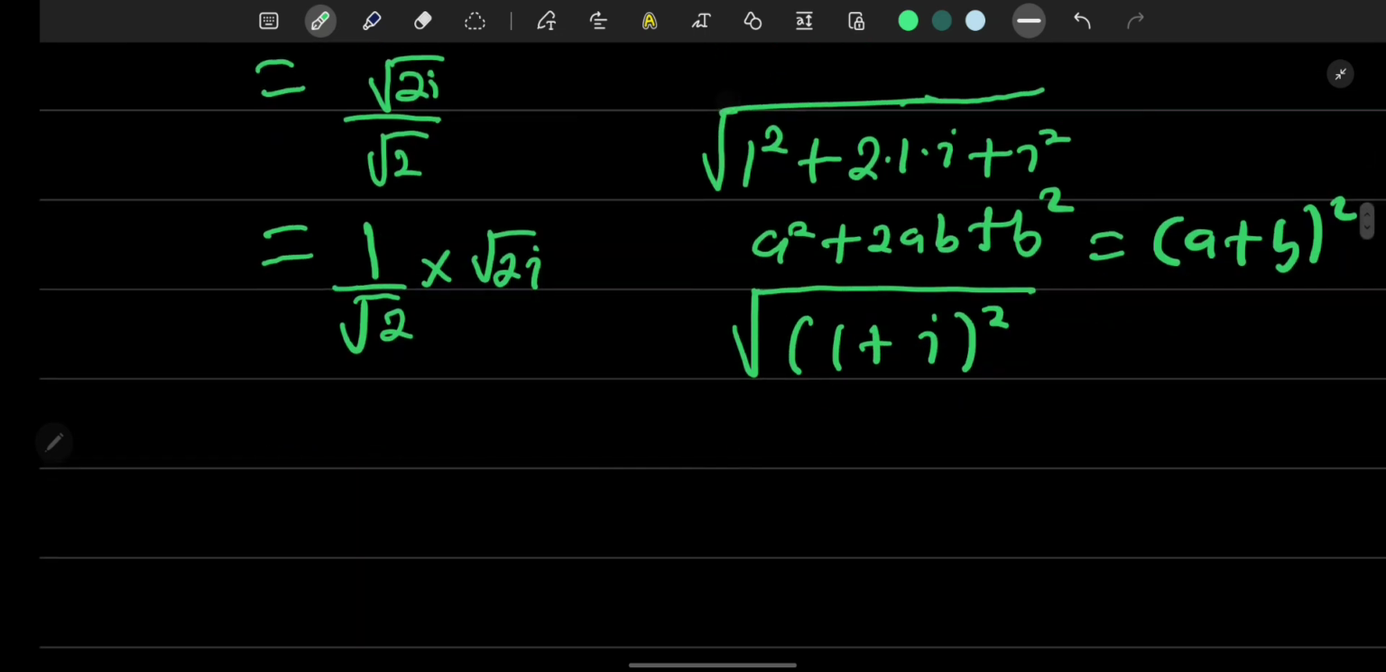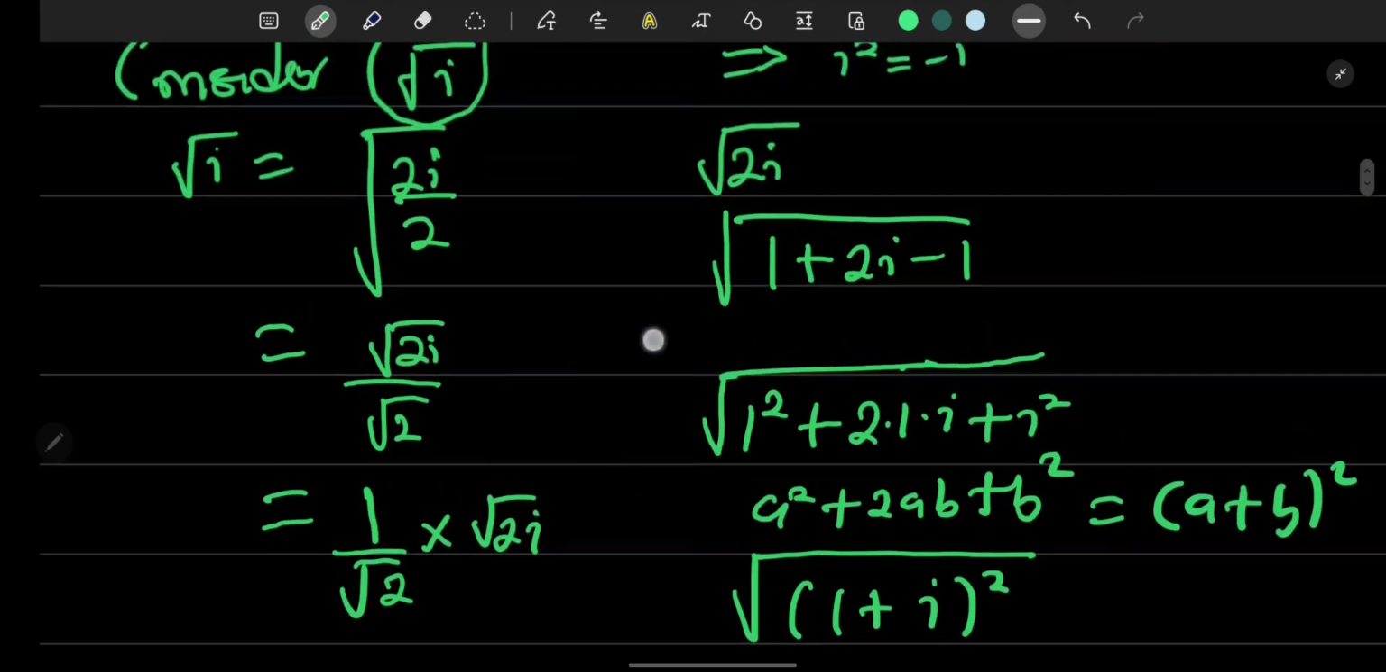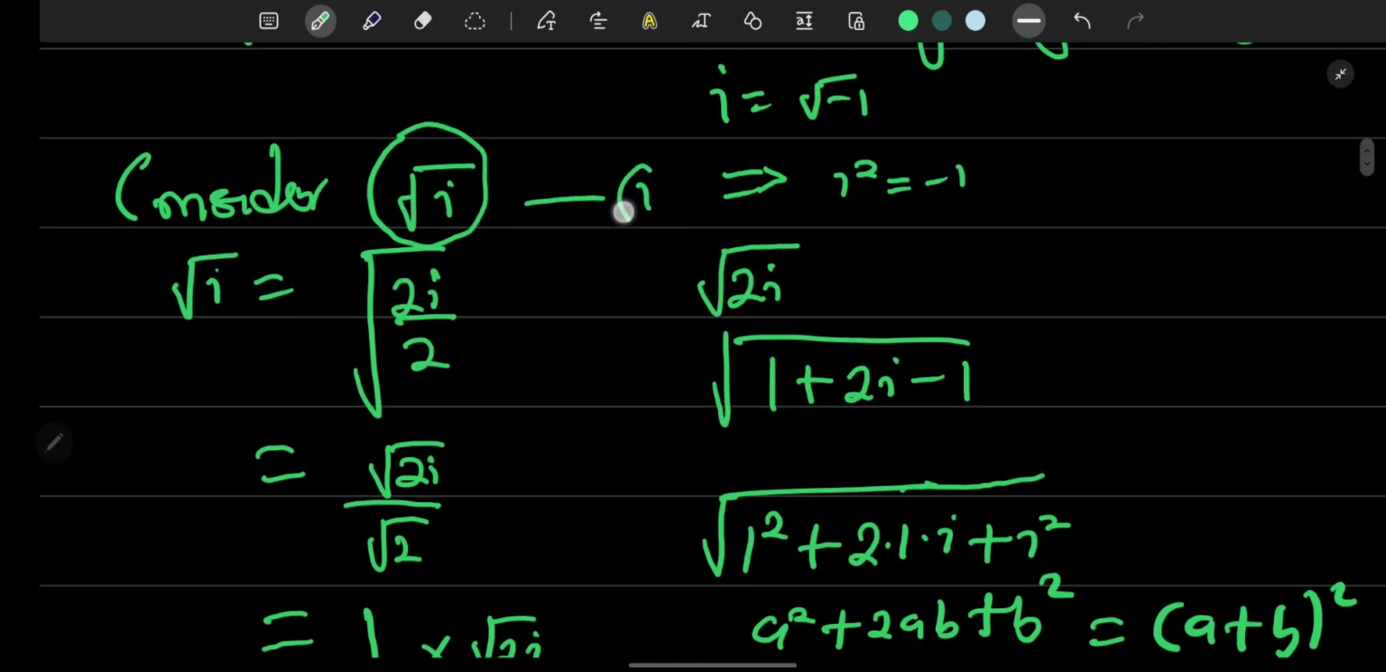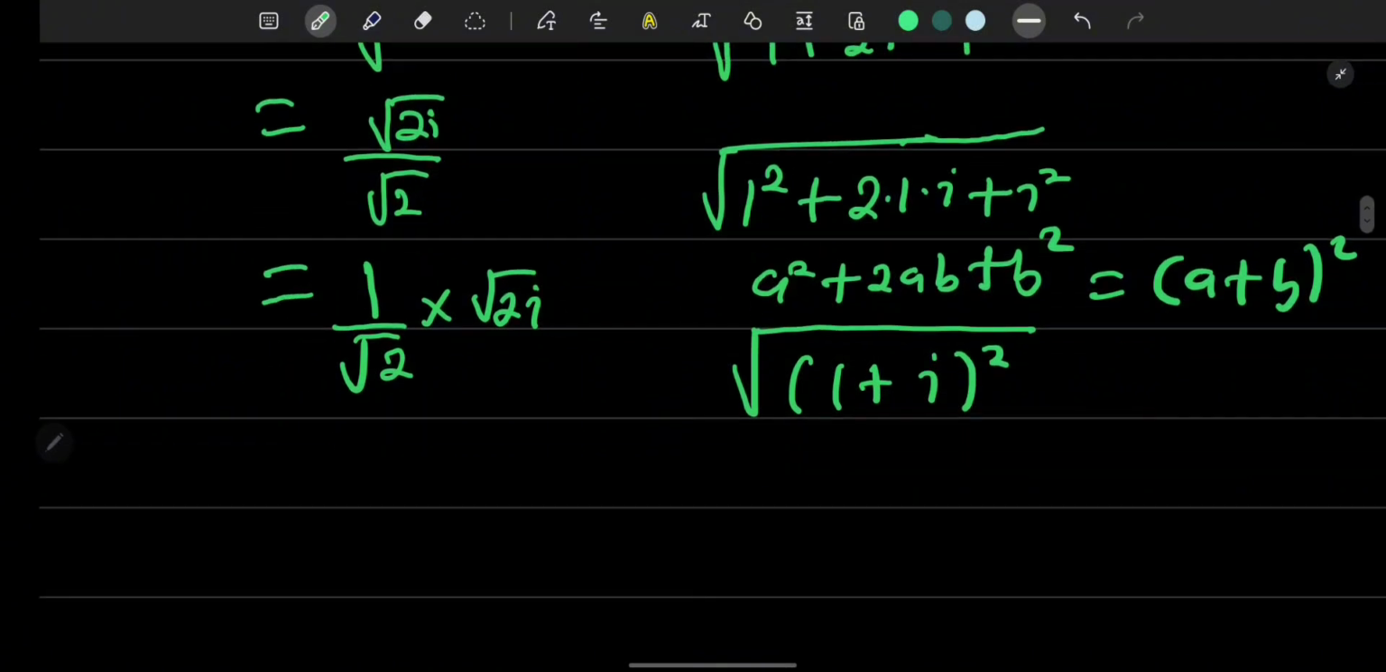Now, let me go back to this. Don't forget we started from here. Let's call this equation 1. And we obtained this one here. Now this is 1 over root 2 times the square root of 2i.